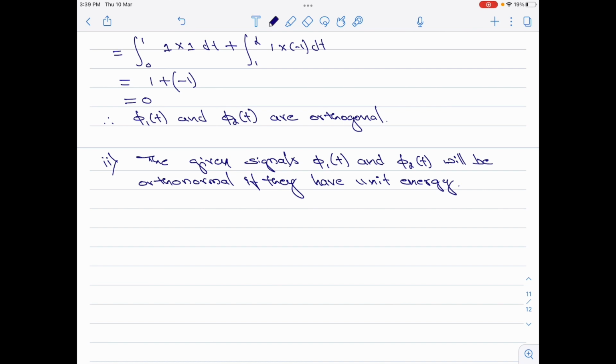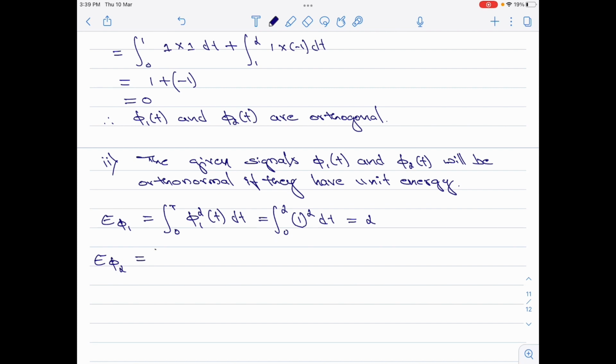So, let us now try to find the energy of signal 1. I will call it E phi 1, and it is given by integral 0 to T phi 1 square of t dt. We know that the signal phi 1 of t is defined over the interval 0 to 2 and the value of that signal over that interval is 1. So, it will be 1 square dt. So, this will result in 2. Similarly, let me move on to finding the energy of the signal phi 2.